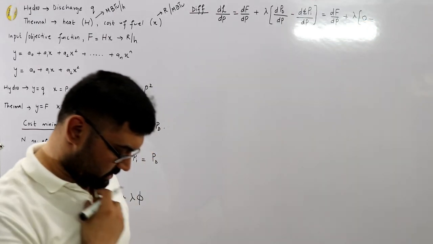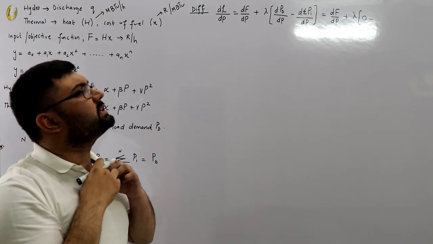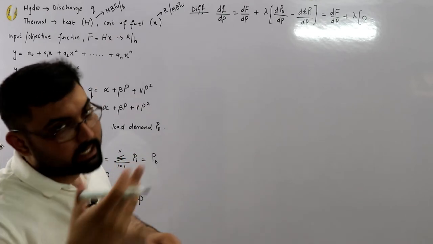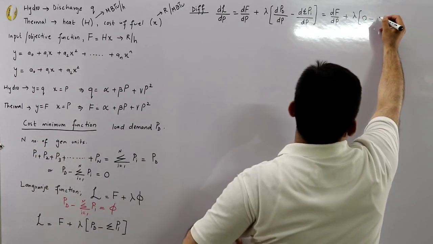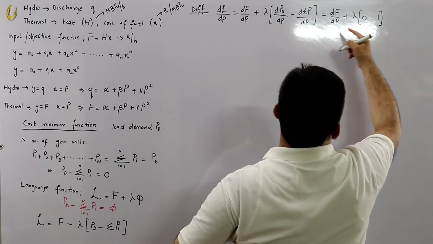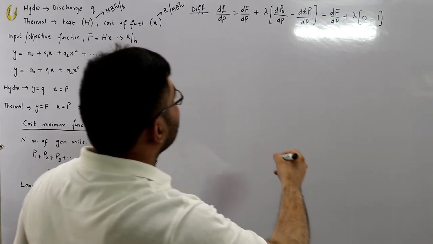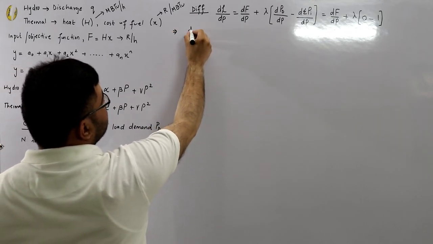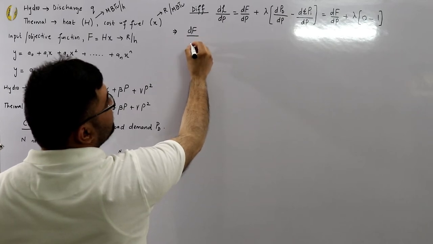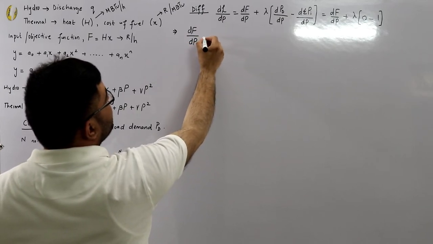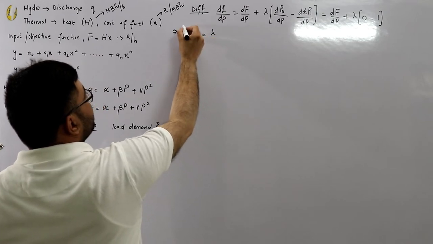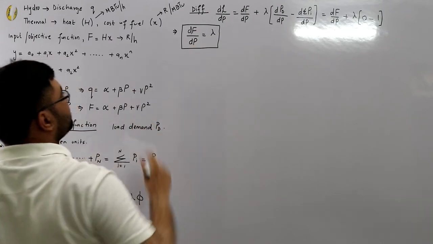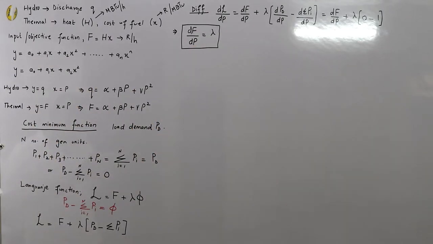So have a look, the summation of Pi is what? The summation of Pi is the total power transmitted, and dP is again the total power, so dP with respect to dP is 1. So which means you have minus lambda. So from here we have got the basic definition that dF with respect to dP would come equal to lambda. Is that fine? It is.